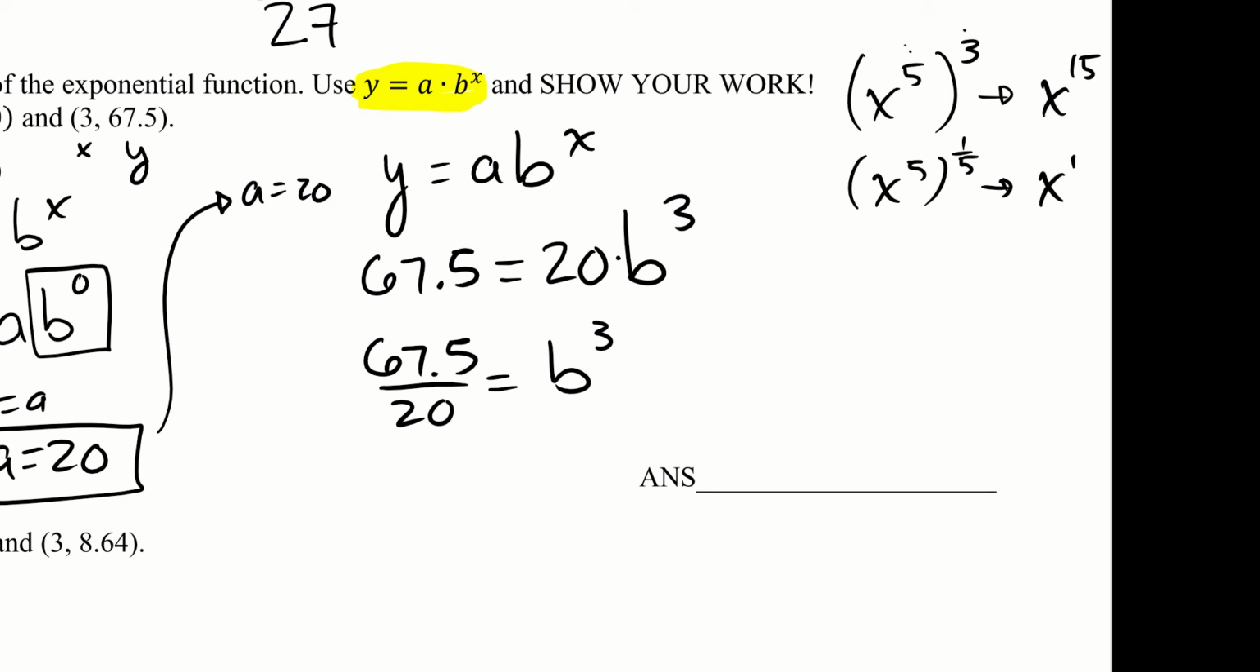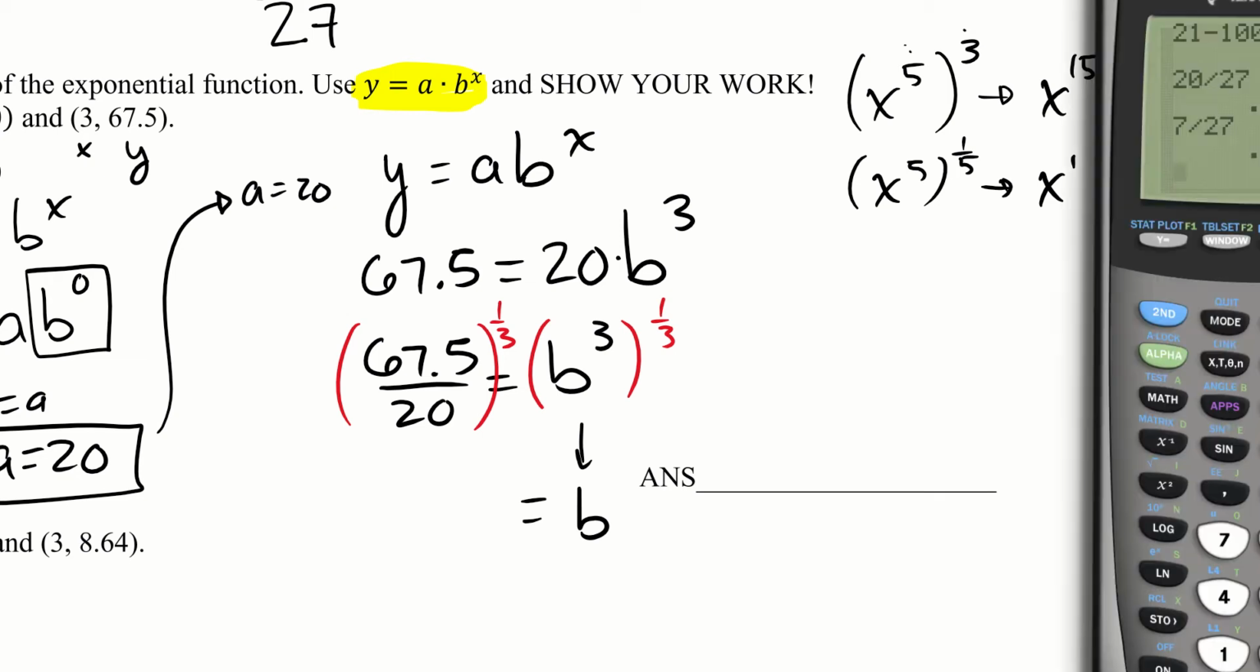That's perfect. So what I'm going to do is raise both sides of this equation to the 1/3 power, right? To the 1/3 power. Now, if I do that over on the left-hand side, it gives me just plain old b. And if I evaluate this expression on the right-hand side, that's going to give me what b is.